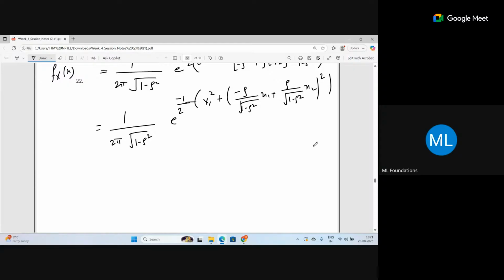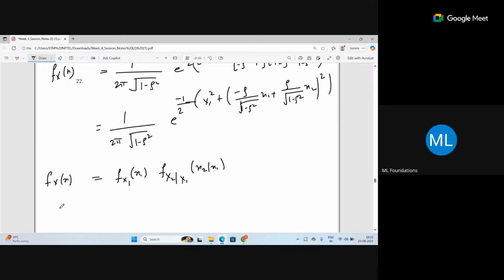And if you simplify it further, I think the simplification is given in the lectures. You can find it out later. The simplification says that your joint density of x is simply equal to f of x1 of x1 into f of x2 given x1 of x2 given x1.